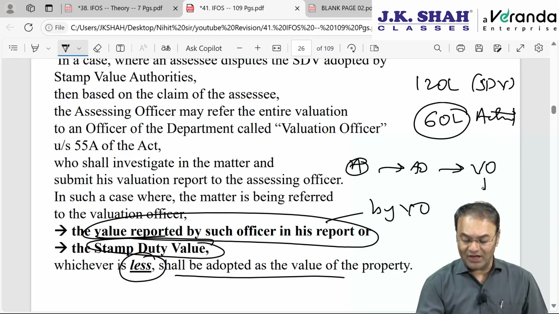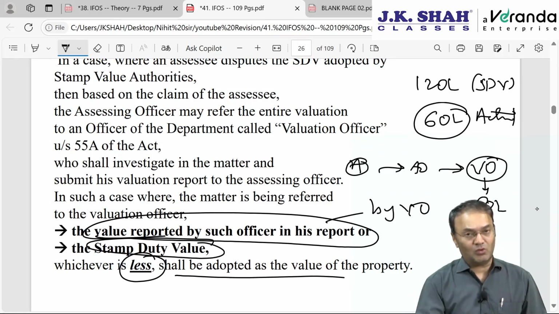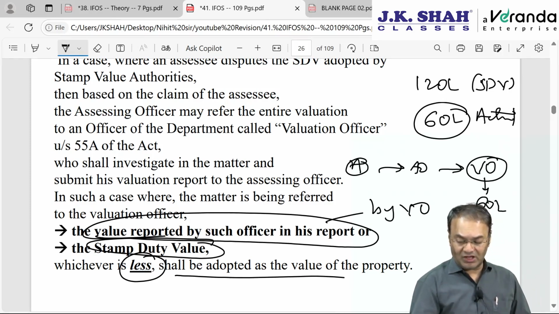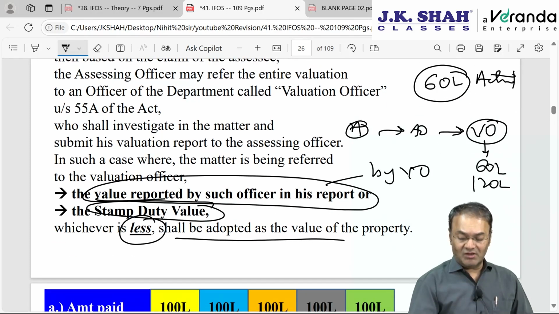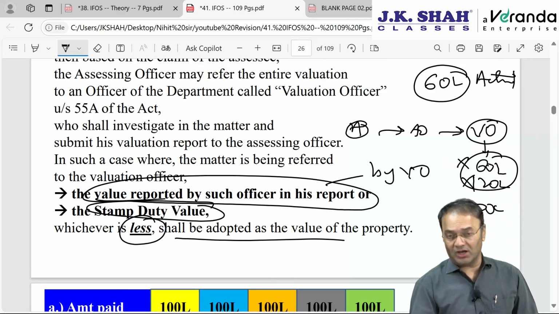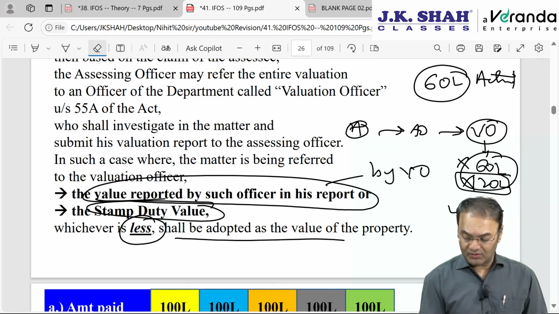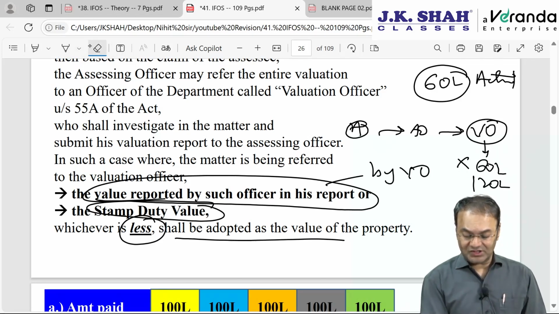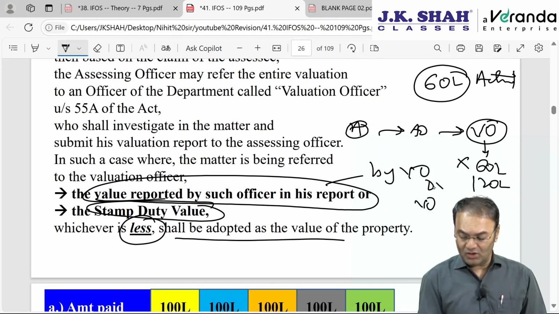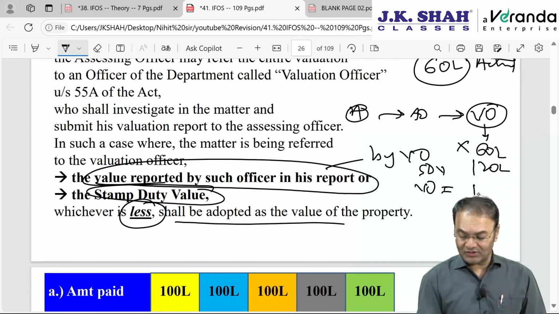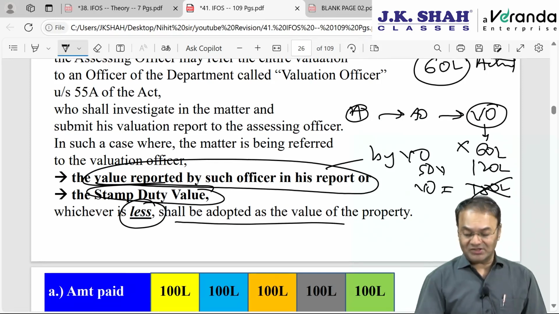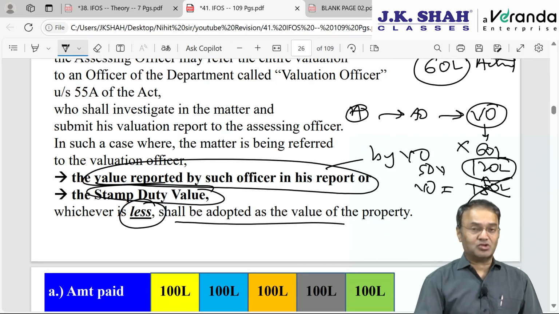According to the VO, if the value is 60, then the matter is over, 60 will be accepted. If the VO says 120, 120 will be accepted. But if the VO says the value is 80 lakhs, neither 60 nor 120, then the correct value, 80, will be adopted. However, the valuation officer's value should not exceed the stamp duty value. If the VO says the value is 180 lakhs when the stamp duty value is lower, such an order cannot be passed; he has to restrict himself to the stamp duty value. His valuation should not be more than this.